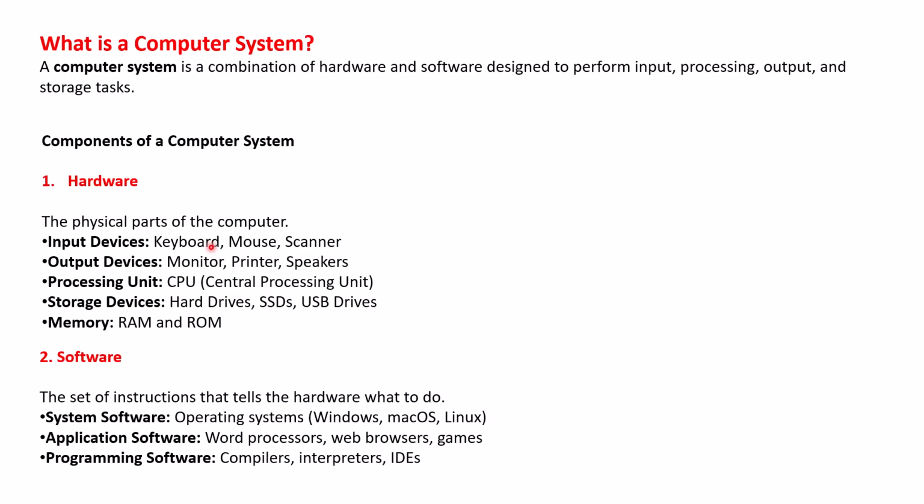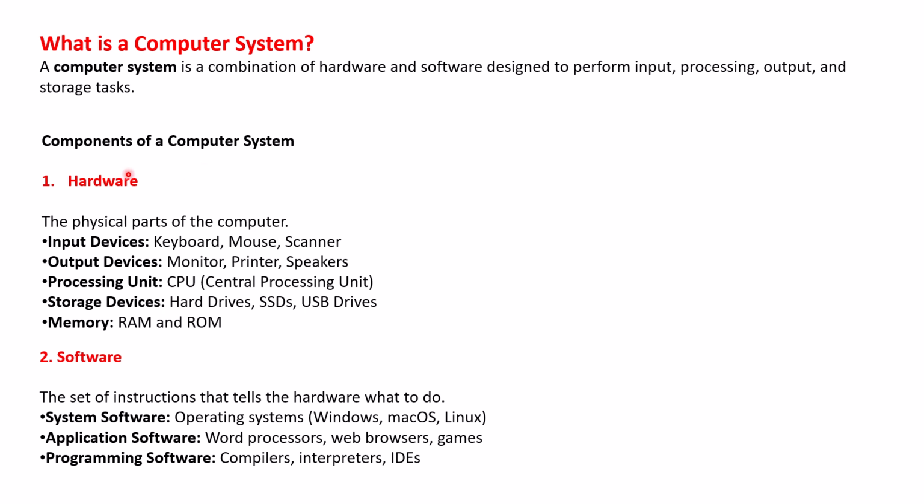Now, what is a computer actually? A computer is a combination of hardware and software designed to perform input, processing, output, and storage tasks. The main purpose of a computer is that it will take some input, process it, and finally produce some output. So that is the main purpose of the computer system. The computer is an electronic device to perform all these tasks.